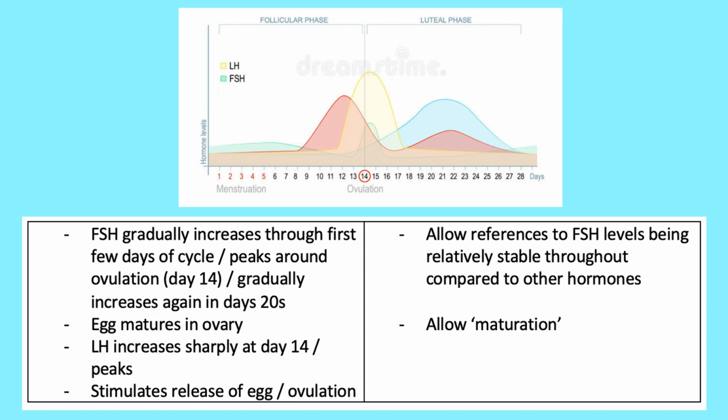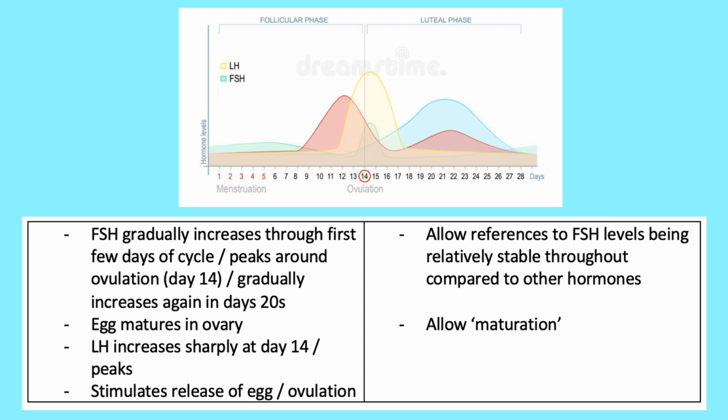Then looking at LH, there's a much more clear pattern. There's this sharp peak around ovulation, so it starts at around day 11 and ends at around day 17, peaking at day 14. And the rest of the time, the levels of LH are very, very low. So there's a very dramatic pattern with LH. LH is responsible for the release of the egg from the ovary, or ovulation, which is the process.